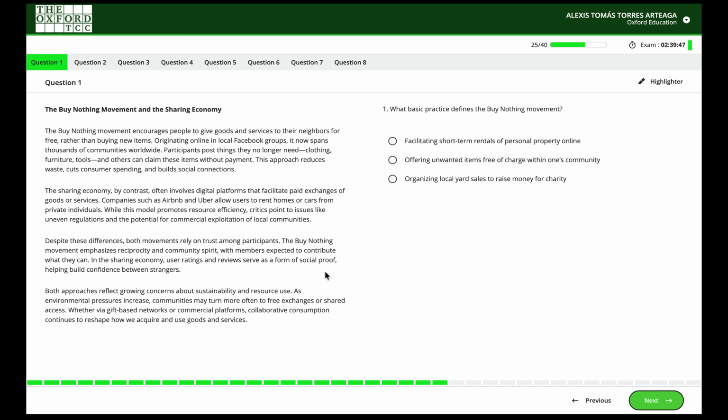What basic practice defines the Buy Nothing movement? Facilitating short-term rentals of personal property online, offering unwanted items free of charge within one's community, organizing local yard sales to raise money for charity.